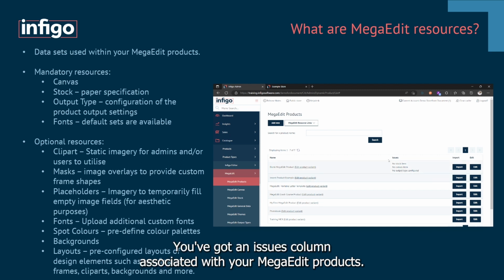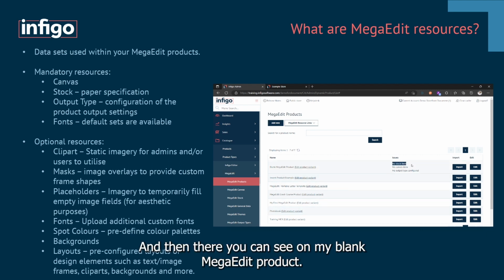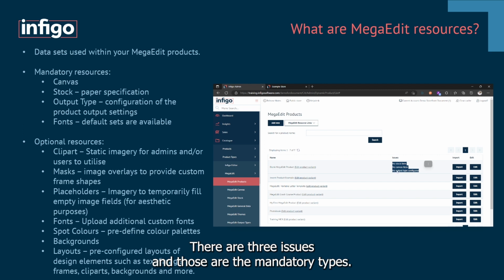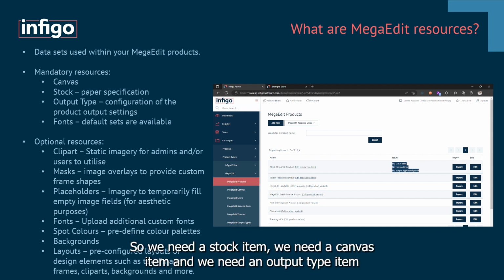You've got an issues column associated with your MegaEdit products, and in there you can see on my blank MegaEdit product there are 3 issues, and those are the mandatory types. So we need a stock item, we need a canvas item, and we need an output type item.